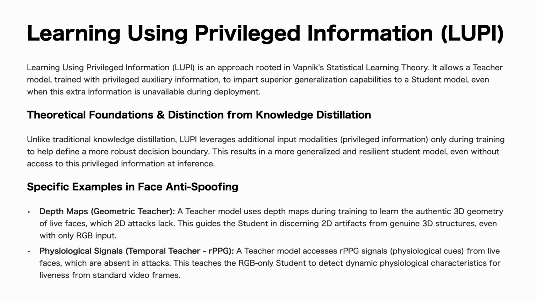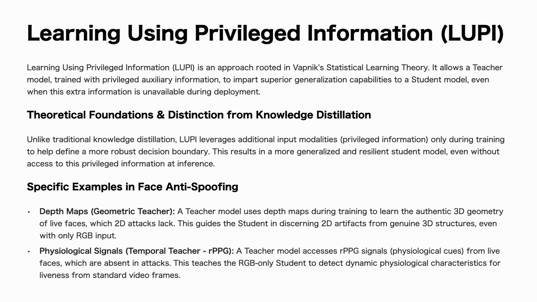Unlike traditional knowledge distillation, LUPI leverages additional input modalities, so-called privileged information, only during training to help define a more robust decision boundary. This results in a more generalized and resilient student model, even without access to this privileged information at inference. And the most specific examples in face anti-spoofing of models which are not used in mobile anti-spoofing systems include depth maps, which in our case will be a geometric teacher.